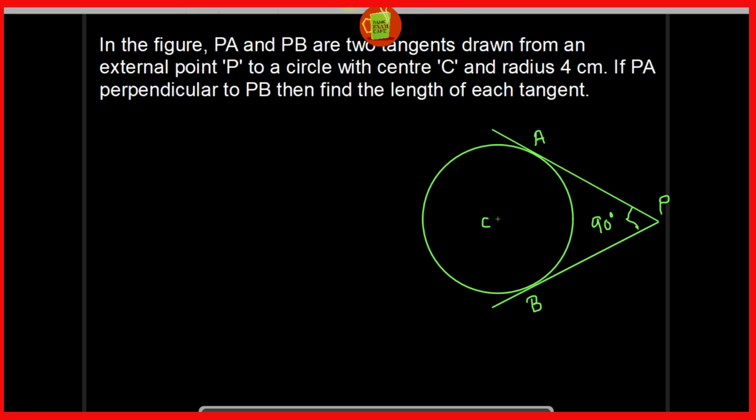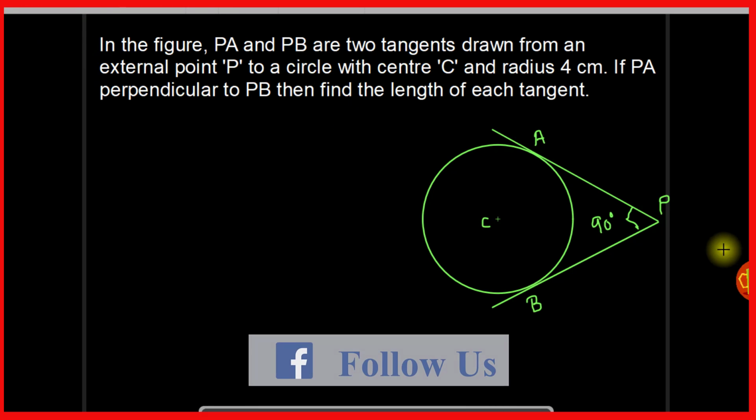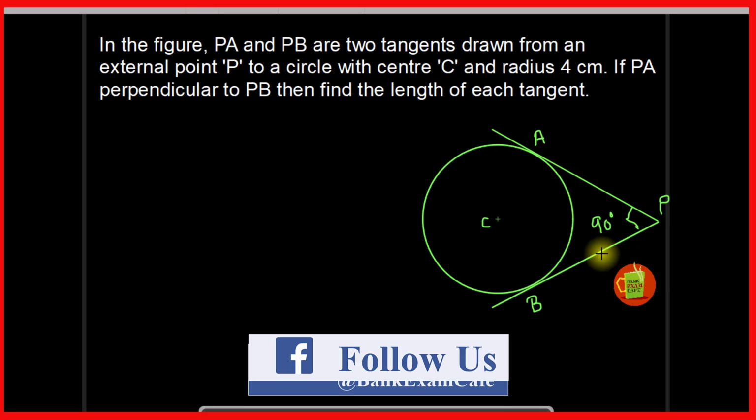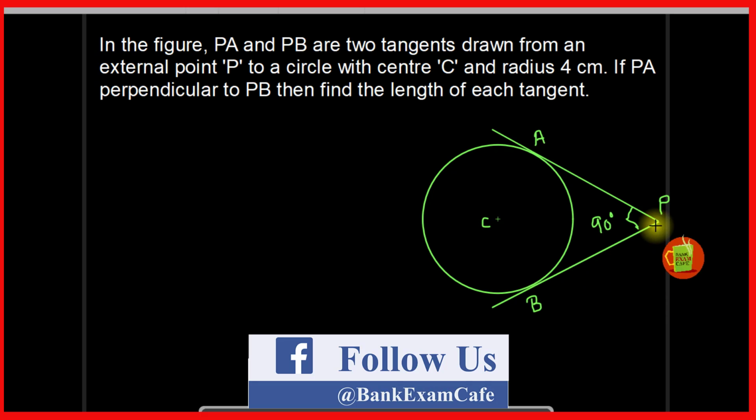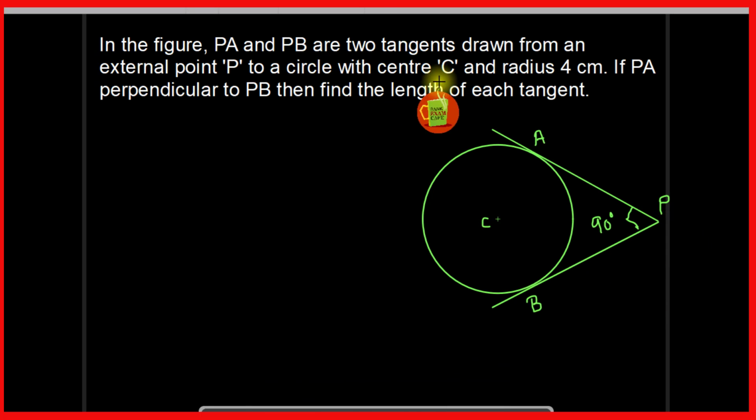Now let us move to the next question. The question is that in the figure PA and PB are two tangents. This is PA and this is PB. These are the two tangents drawn from an exterior point P to the circle with center O and radius 4 cm. If PA is perpendicular to PB, it means that angle APB is 90 degrees. Then find the length of each tangent, which means you have to find the distance PA and PB.